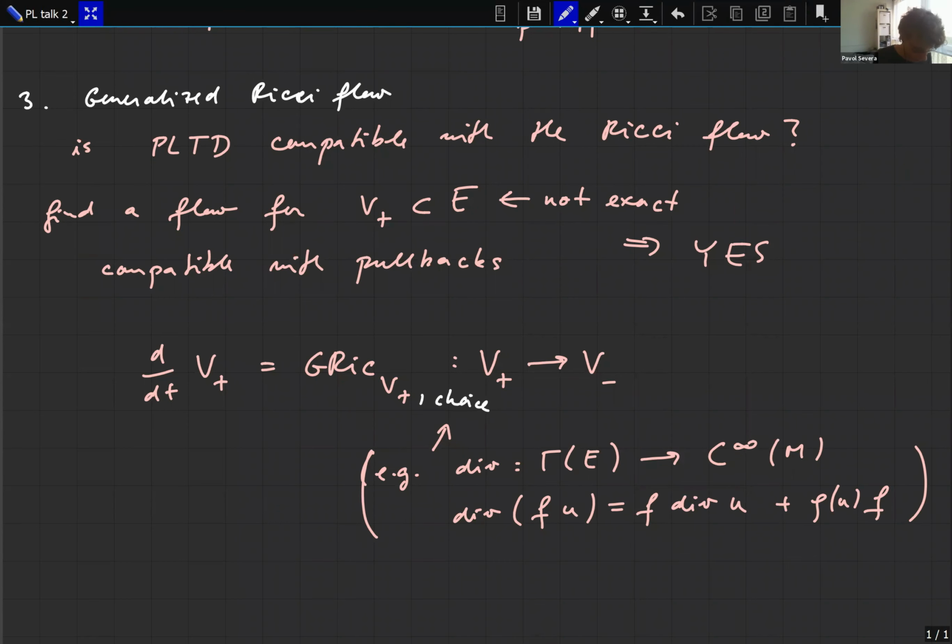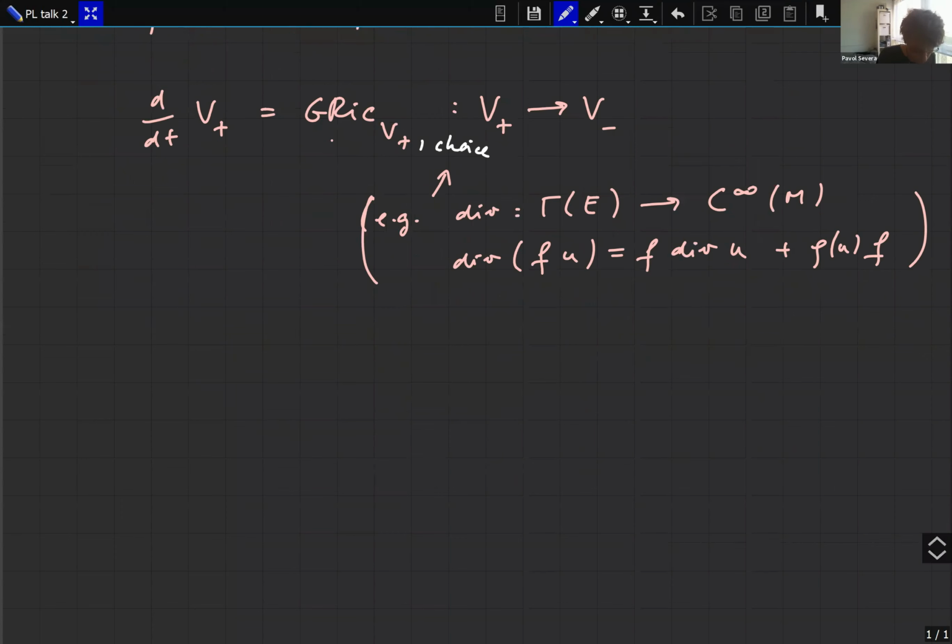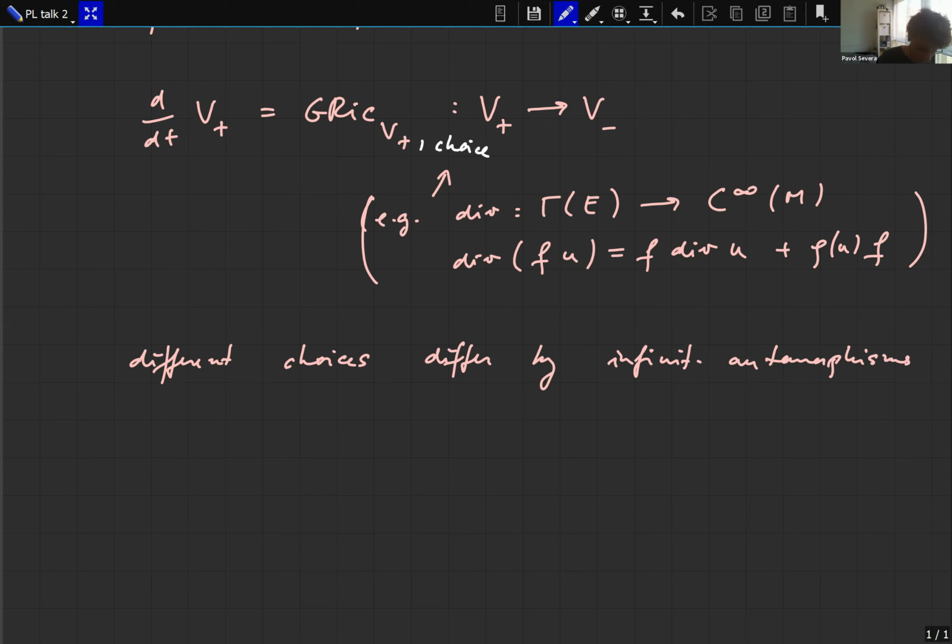And the nice thing now is that, unfortunately we need to pick a choice, but fortunately the corresponding flow depends on the choice only through automorphisms of E. So different choices differ by infinitesimal automorphisms of E, actually inner ones, things that look like just acting with some section.